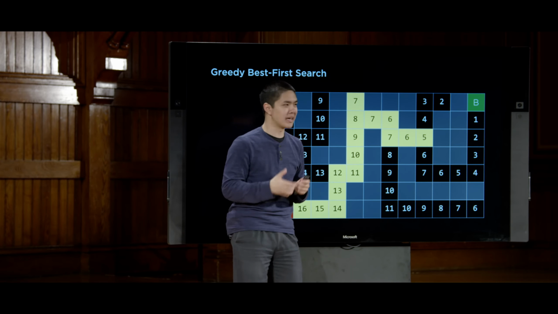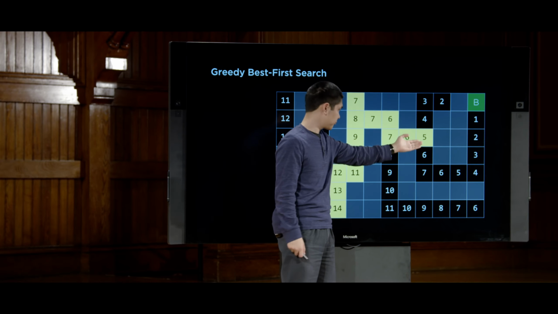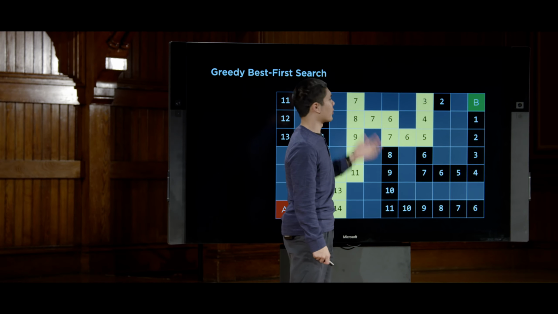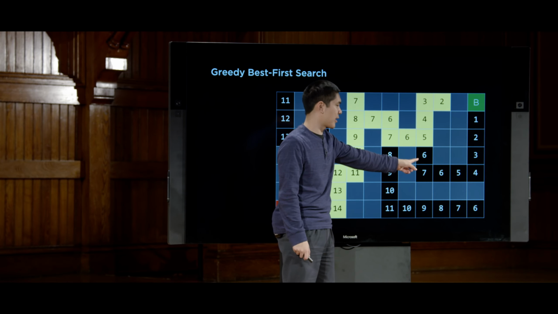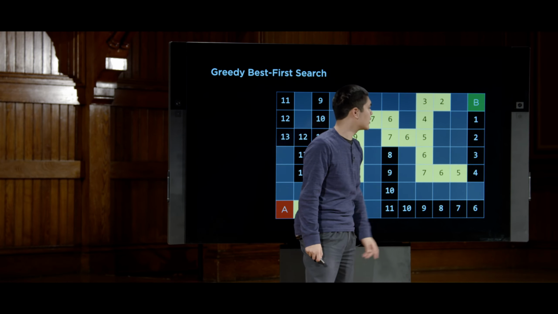We see 4 and 6. 4 looks closer to the goal, right? It's going up, and the goal is further up. So we end up taking that route, which ultimately leads us to a dead end. But that's OK, because we can still say, all right, now let's try the 6, and now follow this route that will ultimately lead us to the goal.